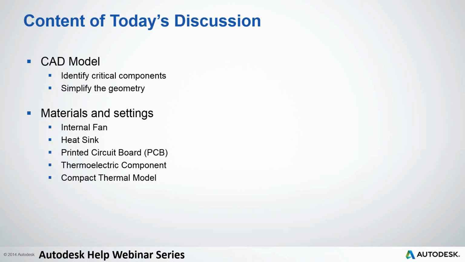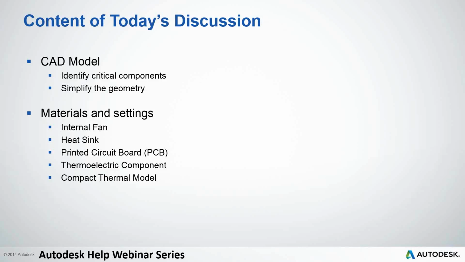Here is a step through of today's discussion. This is a two-part webinar series. The first part focuses on starting with a basic CAD model, getting it into CFD, assigning the correct materials, making the right assumptions, and so on. We start with a basic CAD model that we got on GrabCAD, identify critical parts, and explain what you need to keep and model in CFD, what you can disregard, and how to simplify geometry.